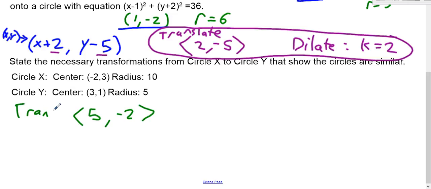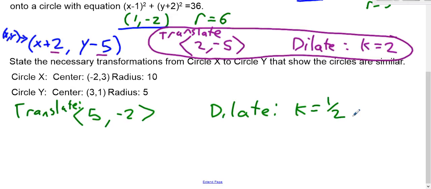So we translate along that vector. 5, -2. 5 to the right, down 2. And then you need to dilate with a scale factor to go from 10 to 5. It's getting smaller, so it's going to be a fraction. From 10 to 5, you have to divide by 2. So the scale factor is 1/2.